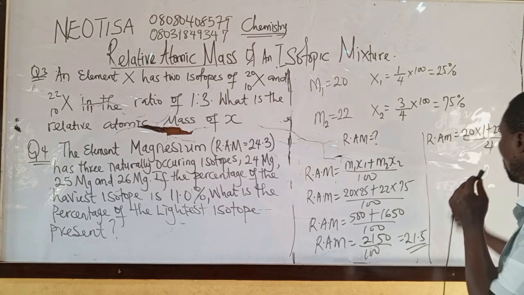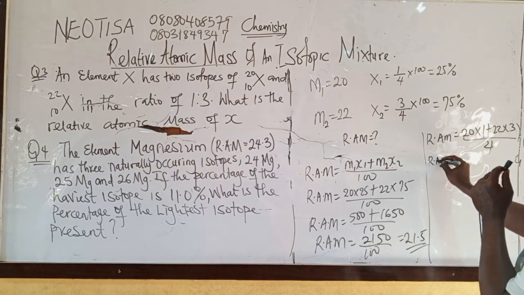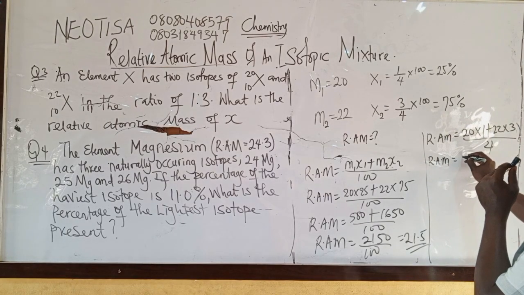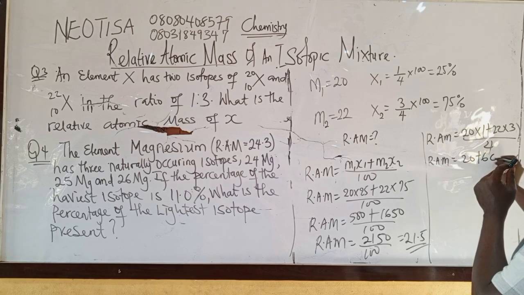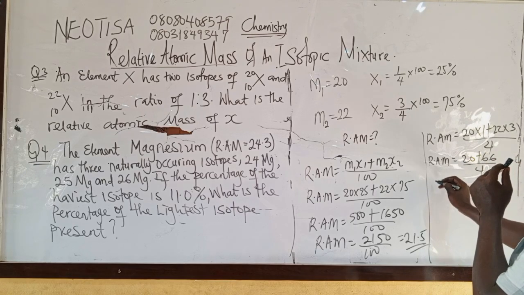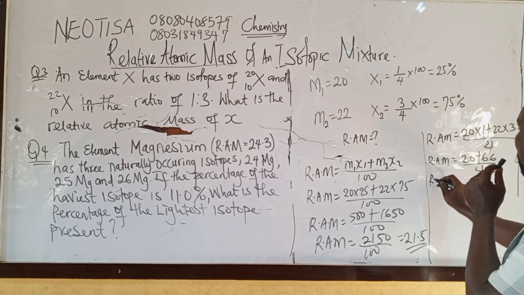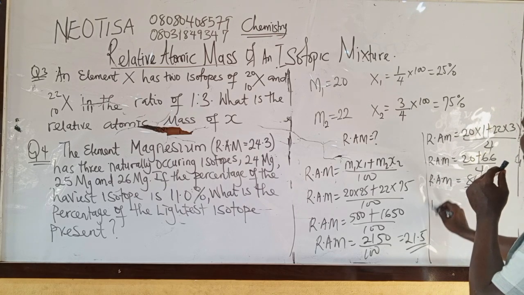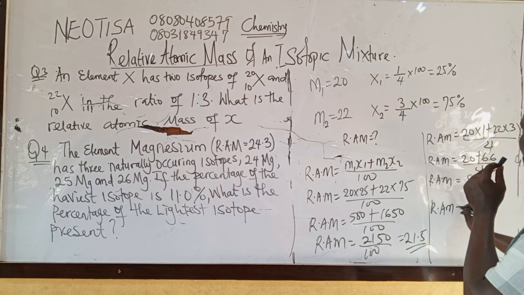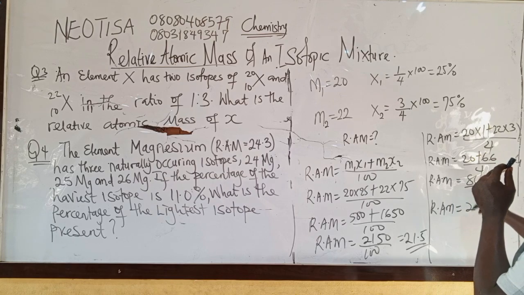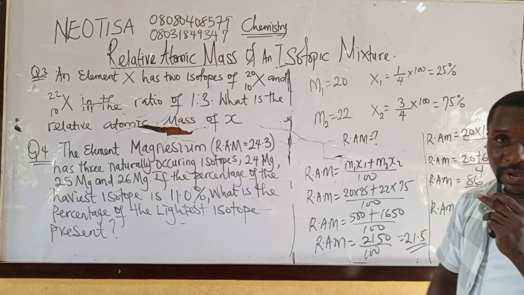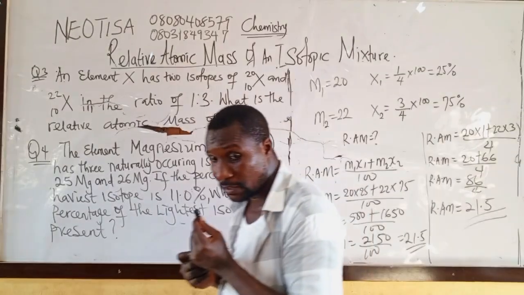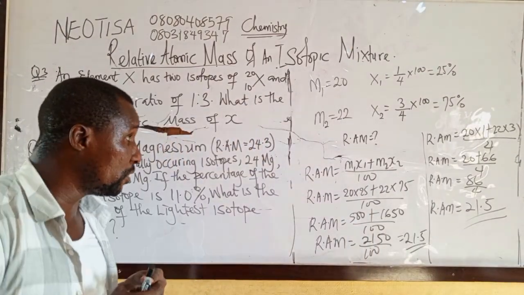The total ratio is 1 plus 3, 4. Therefore, we have relative atomic mass equal to 20 plus 66 over 4. 86 over 4. Relative atomic mass equals 21.5. Take note of that.